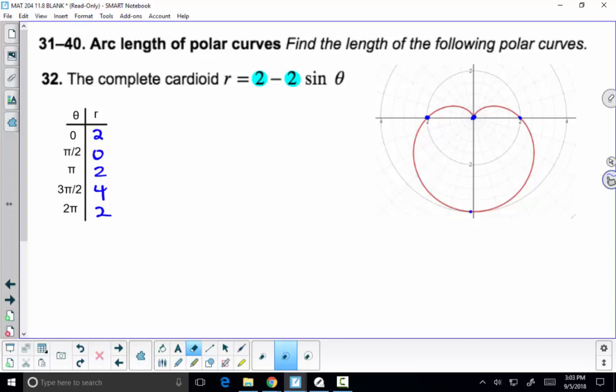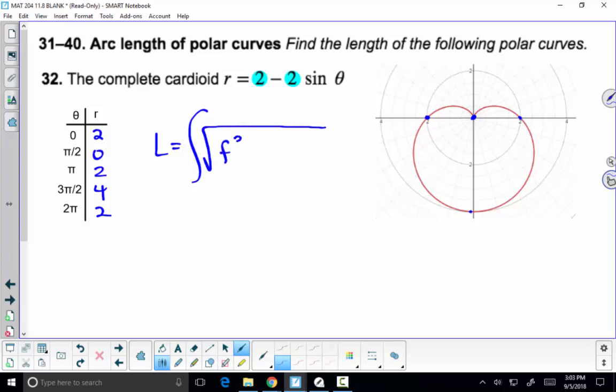All right, but they want us to figure out what the arc length of this cardioid is. So the formula that they use is that arc length is going to be the integral of the square root of f squared plus f prime squared d theta. And then we're going from 0 to 2 pi to get the entire thing.